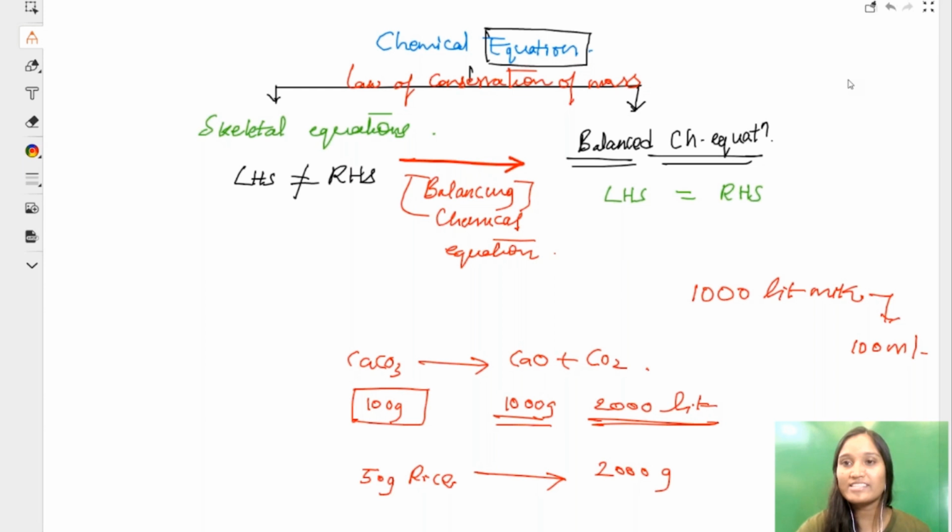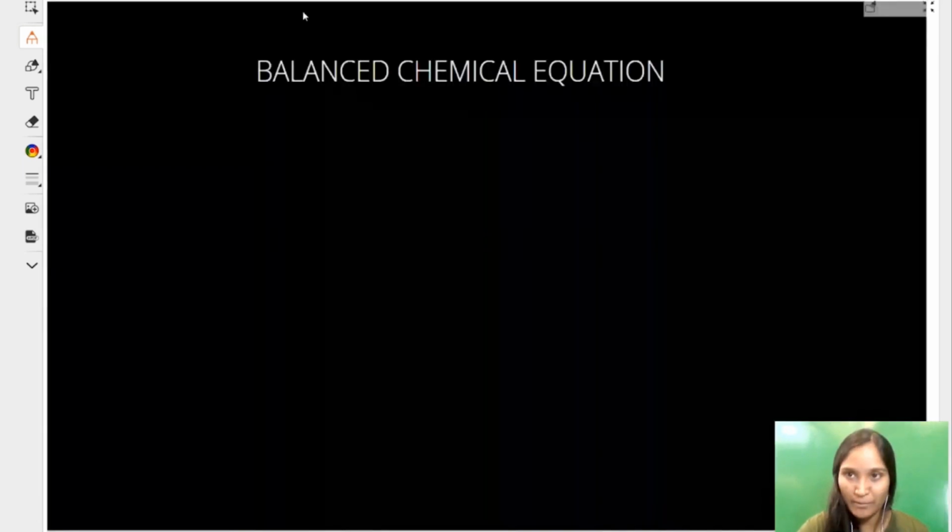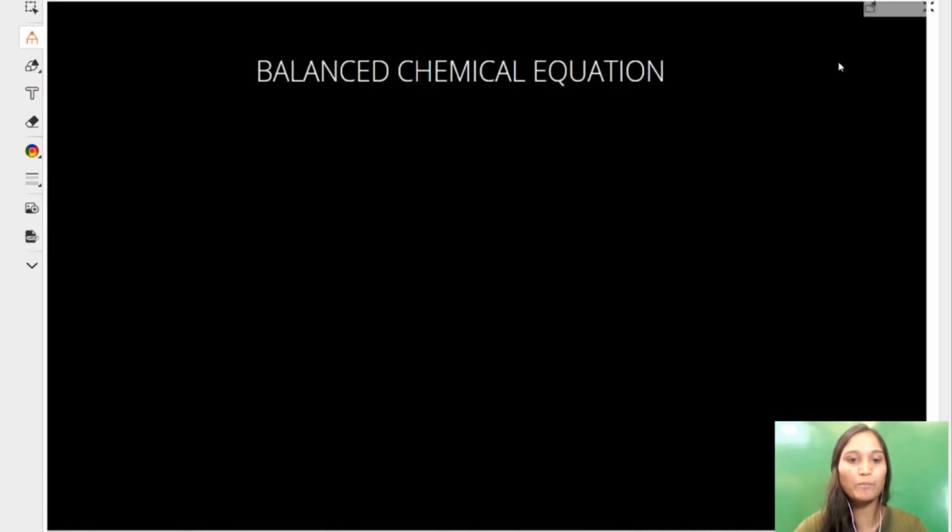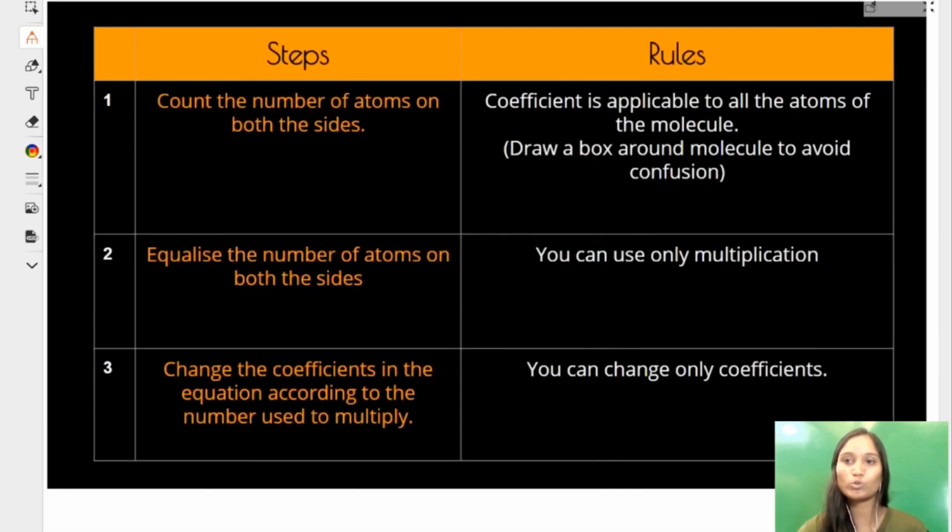Now let us start. Let us understand how to balance a chemical equation. For balancing chemical equations, as I told, there are 3 steps needed and there are 3 rules to be followed. Step 1, 2, 3, rule 1, 2, 3. Let us not study the steps and rules like a mugging up thing. Let us take one equation and let us implement them.